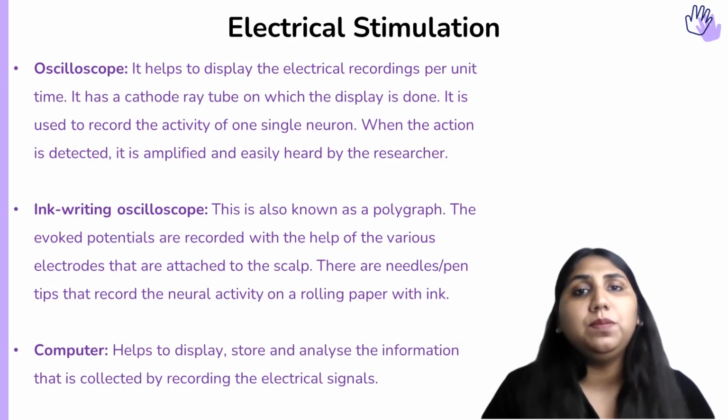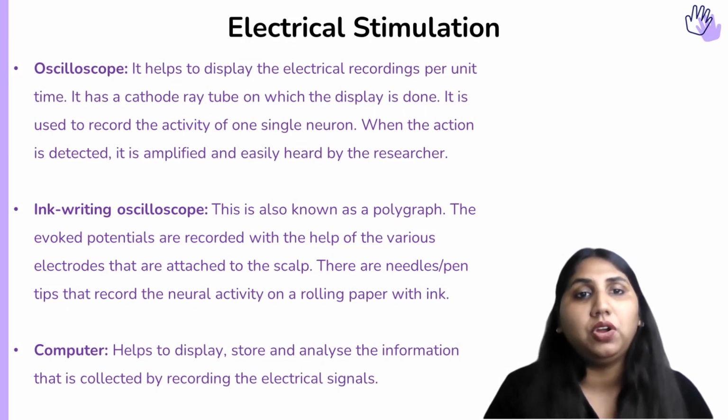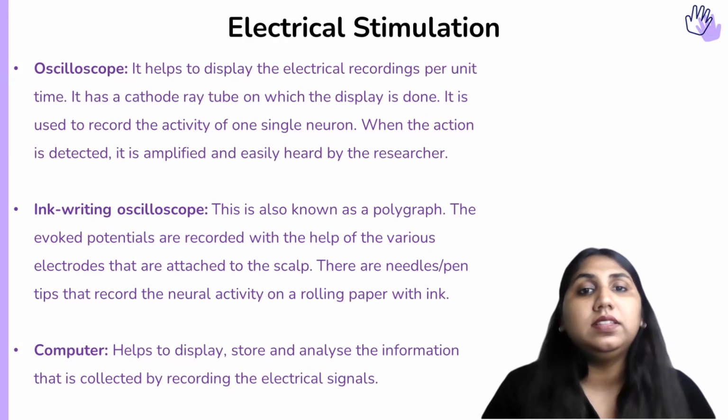The cathode ray tube is a technical tool where you can see the recording which is happening, and cathode rays are often used to record the activity of a single neuron. Whenever the action is detected, it is amplified and heard by the researcher. So on the tube, this display would come, and whenever the neuron would come into action phase, the oscilloscope would amplify it, and then we can hear it.